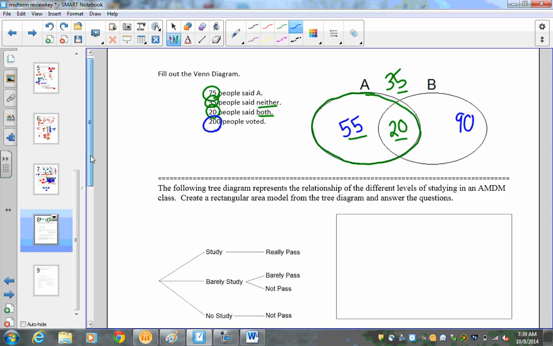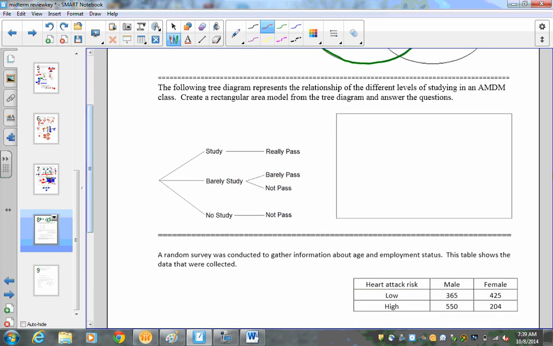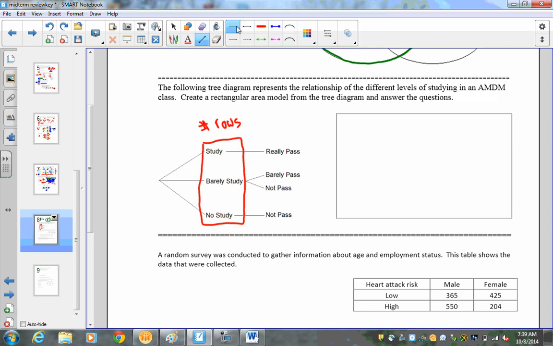Moving on to this area model. What we're going to do is create an area model based on this tree diagram. We're going to divide up the area model based on how this is divided up in the tree diagram. Now, the very first expansion here tells me the number of rows. I have 3, so I'm going to divide it up 3 ways.